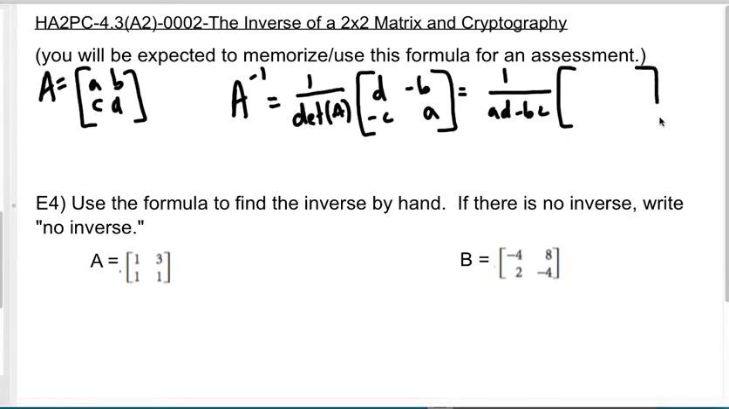And then what you do to the matrix is you switch the A and the D, so the A and the D are going to switch places. So it becomes D and A in the opposite places. And then you're going to change the signs but not relocate the B and the C. They're going to get a negative in front of them, so negative B and negative C. So let's go ahead and walk through that with our example 4. If the determinant were to be 0, because you cannot divide by 0, then you would just write no inverse. There's no inverse possible.